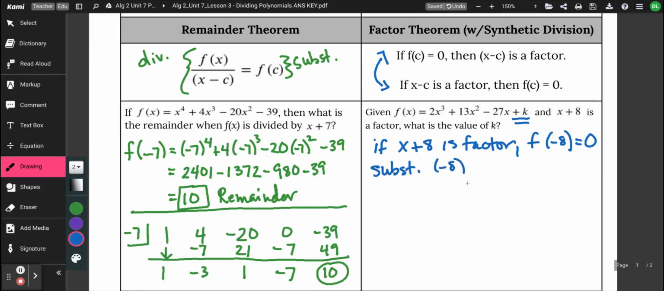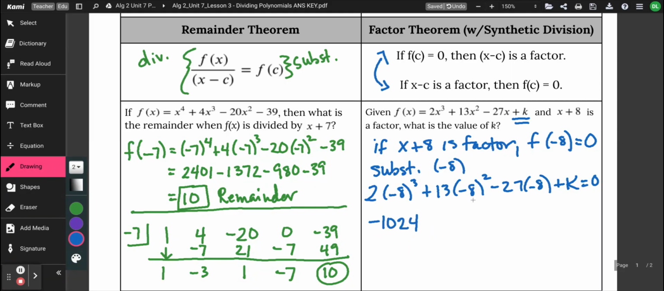So now I can do substitution. I can substitute in negative 8 for x and set my function equal to 0. That means 2 times negative 8 cubed plus 13 times negative 8 squared minus 27 times negative 8 plus k has to equal 0. Negative 8 to the third power times 2 is negative 1024. Negative 8 squared times 13 is plus 832. Negative 27 times negative 8 is plus 216, plus k equals 0.